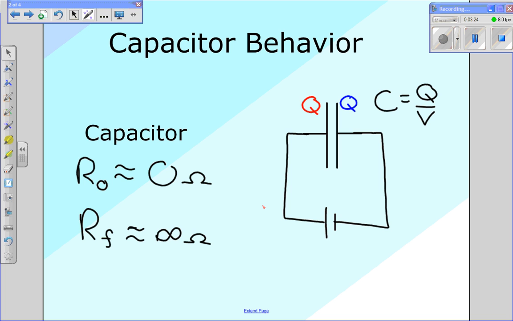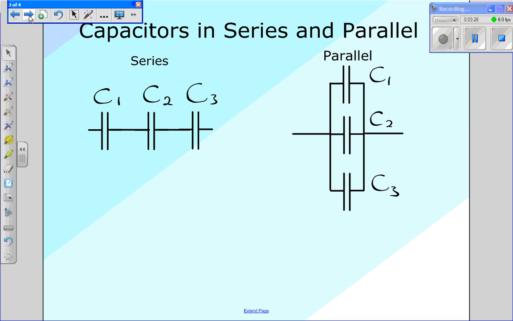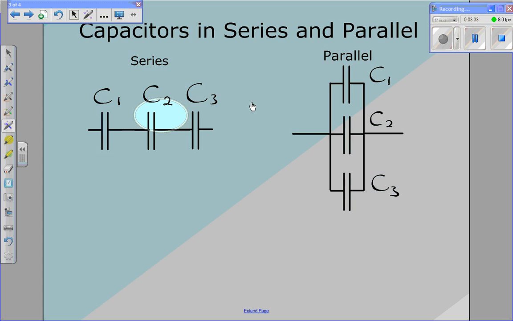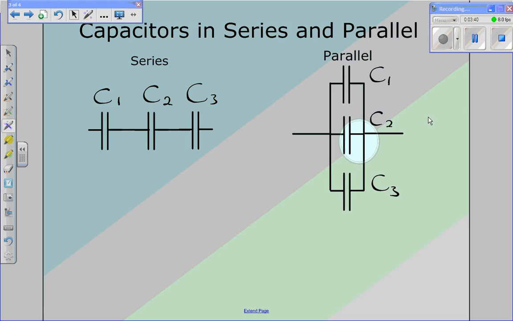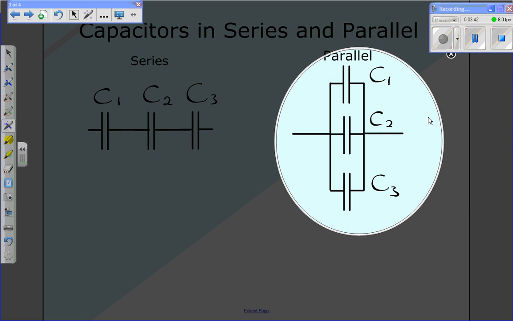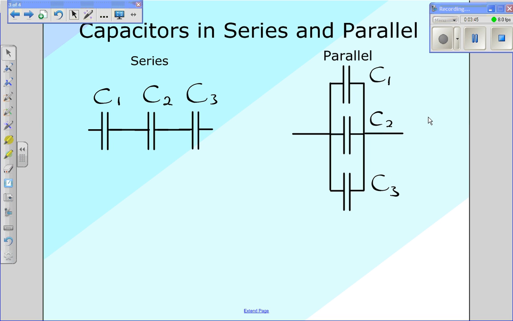Excellent. So what we're going to do now is look to see what happens when you take a capacitor and connect it either in series, as we see in this situation, or in parallel to a battery, as we see in this situation. Now, there are some unique similarities between capacitors connected in series and capacitors connected in parallel, and you can think of it like resistors. However, there are some unique differences.